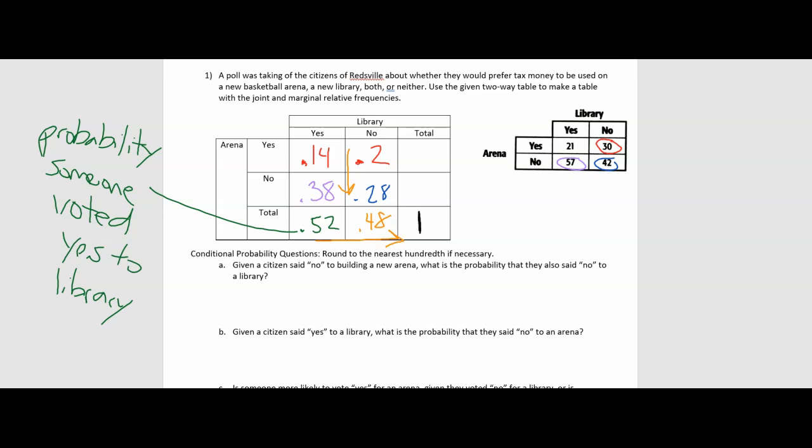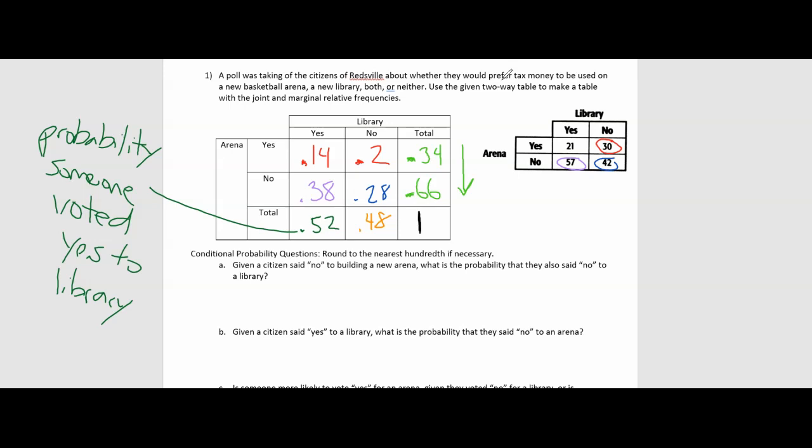Well, let's look at the row totals. Probability that someone voted yes to the arena. That is 0.14 plus 0.2. That gives me 0.34. Again, that 0.34 doesn't say anything about whether they voted yes or no to the library. All it says is that there is a 0.34 probability that they voted yes to the arena. As far as voting no to the arena goes, that would be 0.38 plus 0.28, which gives me 0.66. And notice if we add these together, they also add to 1.